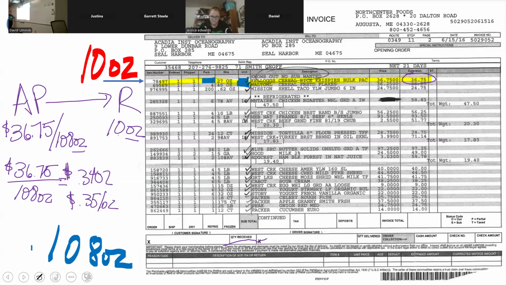And now at 35 cents per ounce, we need 10 of them. $3.50. So of that $36.75, $3.50 represents those 10 ounces for that recipe. Any questions about how we got from here to down here? We're going to do some more examples, but any questions right now?